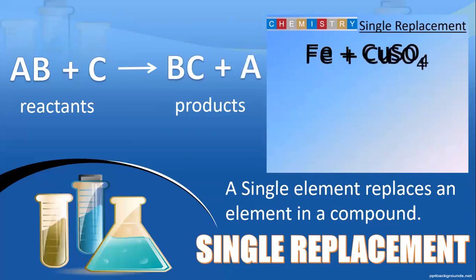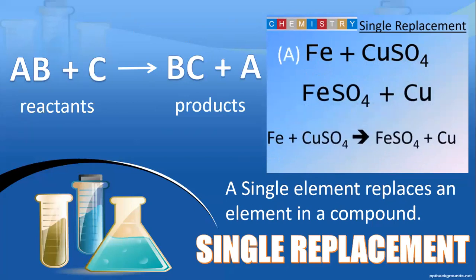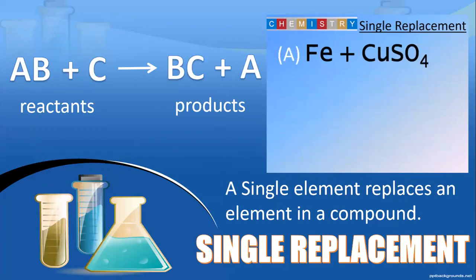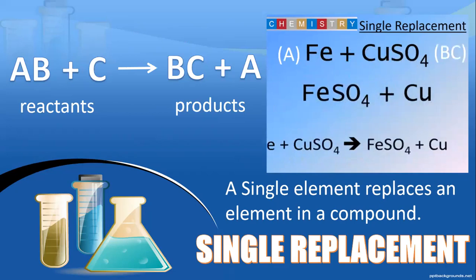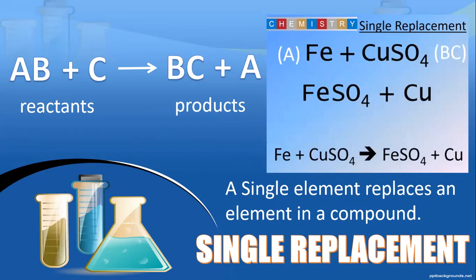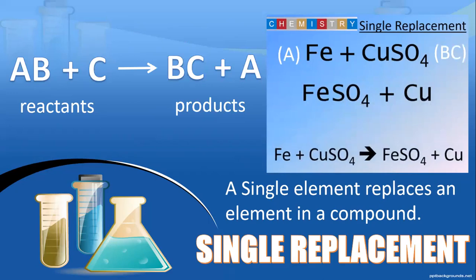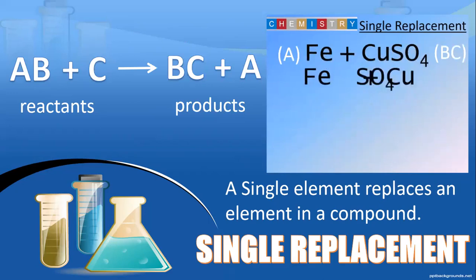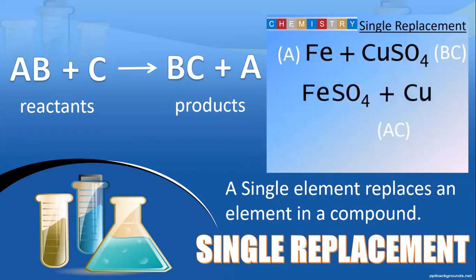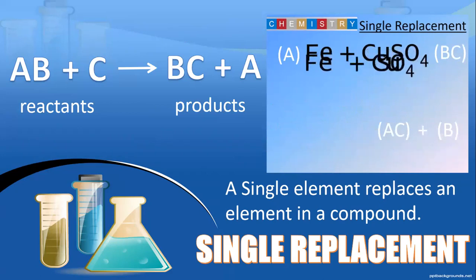In our example, iron is the element A. It reacts with the compound copper sulfate. In this compound, the copper is the element B, while the sulfate is the compound C. Since the iron is the single element, it will replace the copper, so the product will be like AC plus B, or iron sulfate plus copper.